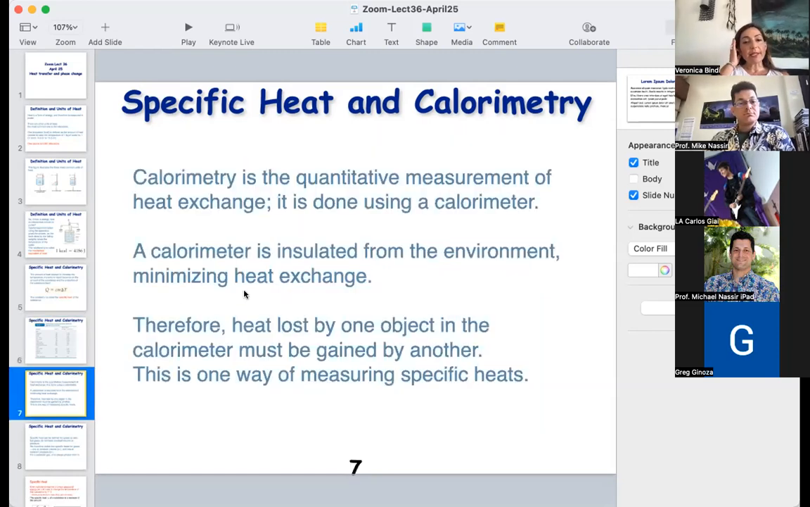So calorimetry is the quantitative measurement of the heat exchange, and is done using a calorimeter, which is insulated from the environment to minimize the heat exchange. So the heat lost by one object in a calorimeter must be gained by another, okay? Because everything is insulated. So this is one way of measuring the specific heat.